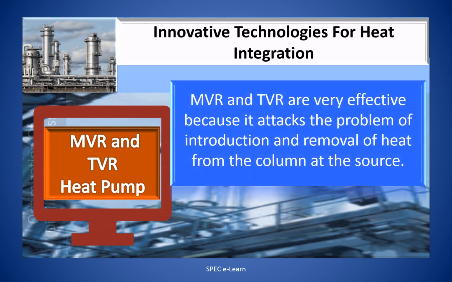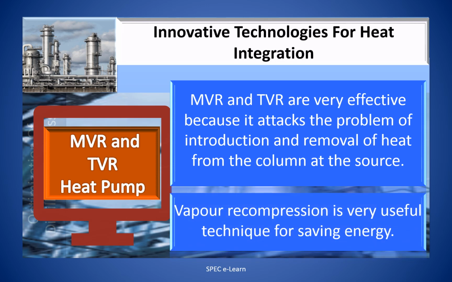The MVR and TVR schemes are very effective because they attack the problem of introduction and removal of heat from the column at the source. The pressure and temperature of the overhead vapor is upgraded by means of a compressor to such a level that it can be used as a heat source for the reboiler. In that way, vapor recompression is a very useful technique for saving energy.